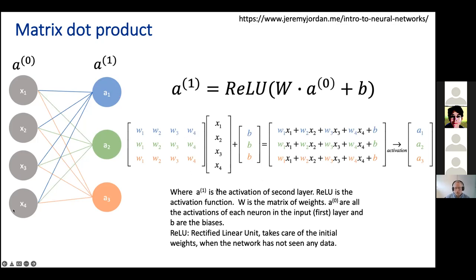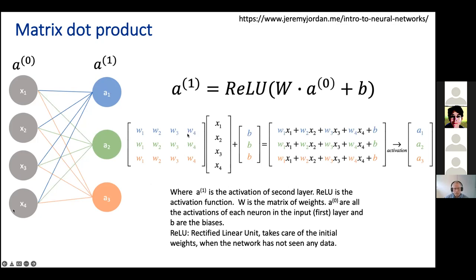And the way this works is by matrix multiplication. So the weights are multiplied by the inputs in a row by column way. And then all the biases are added, and that leads us to a new activation. And this matrix multiplication is the way information is relayed from one layer to another layer in the neural network.